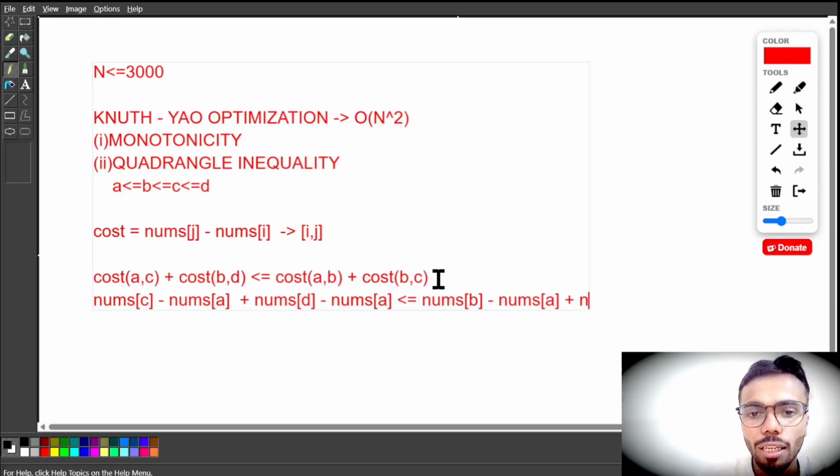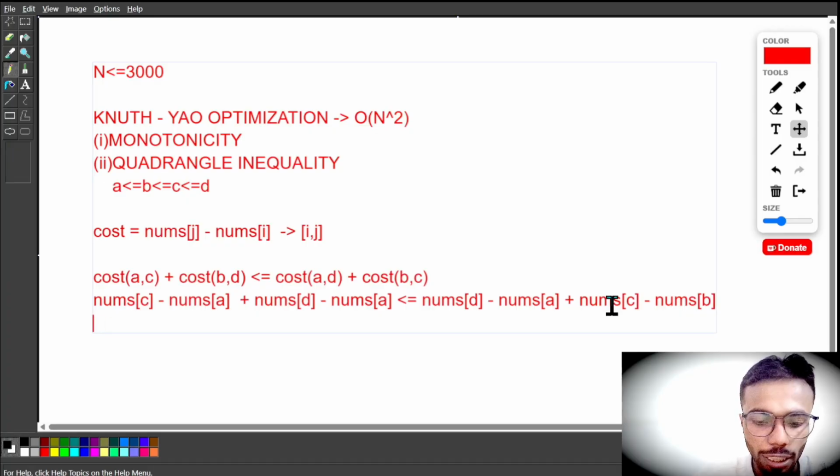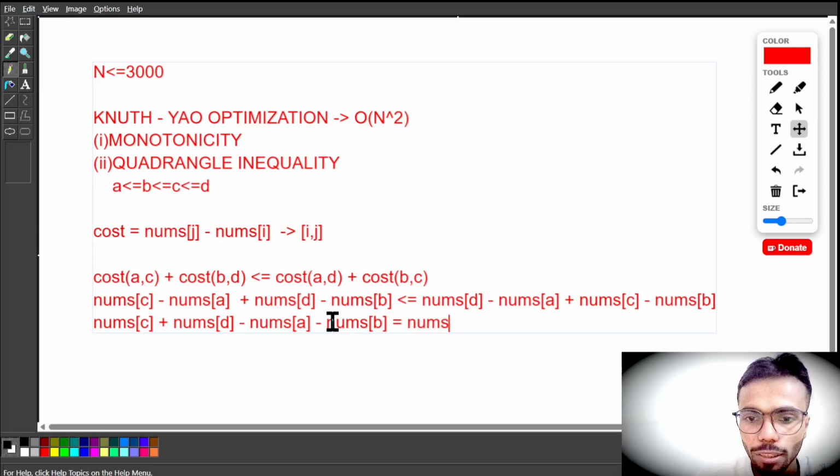And for BC, it is nums C minus nums B. So if I just rearrange a bit, I get nums C plus nums D minus nums A minus nums B on the left. Look at this, I made a mistake, this should be B. This should actually be equal, and both are coming out as equal, nums C plus nums D minus nums A minus nums B.